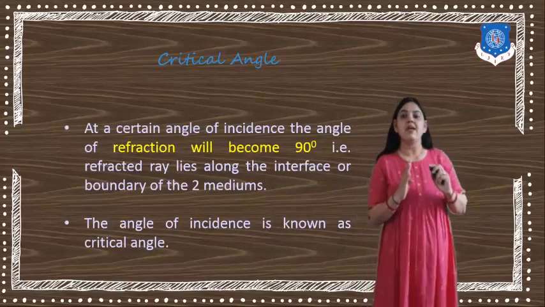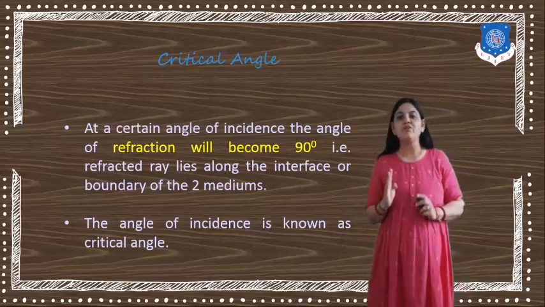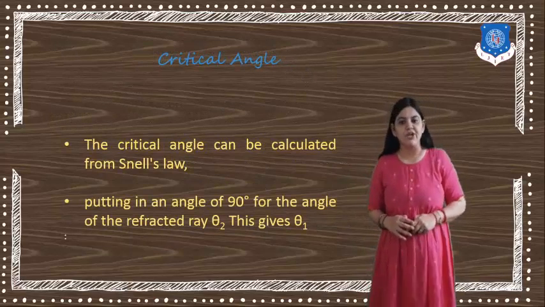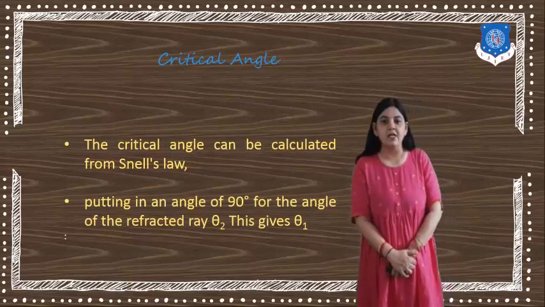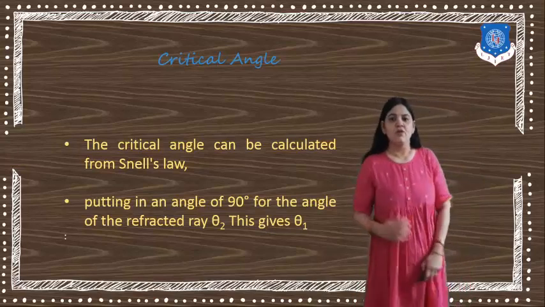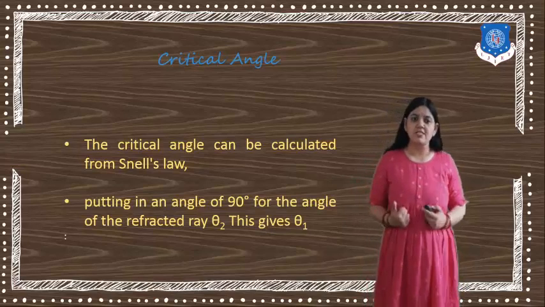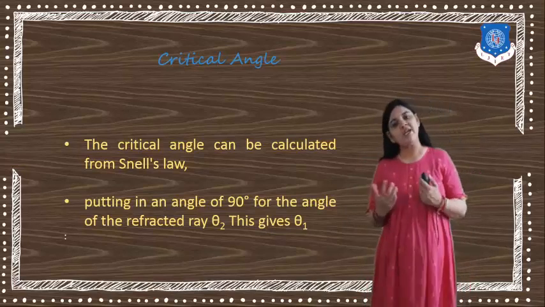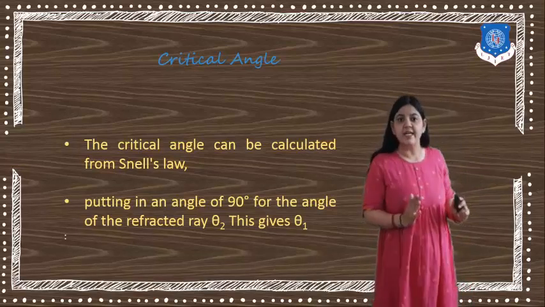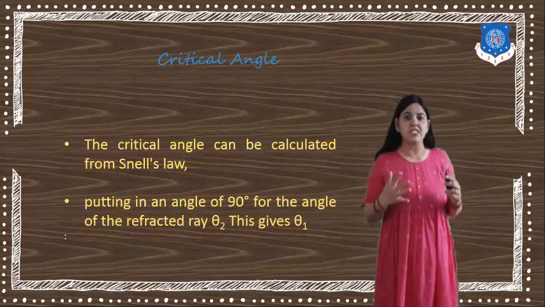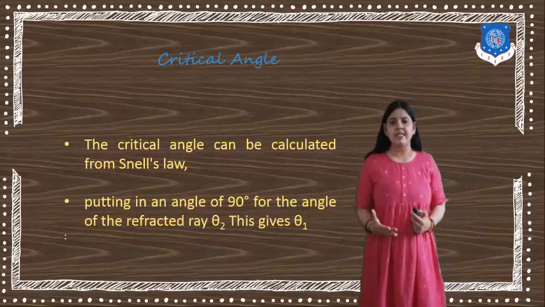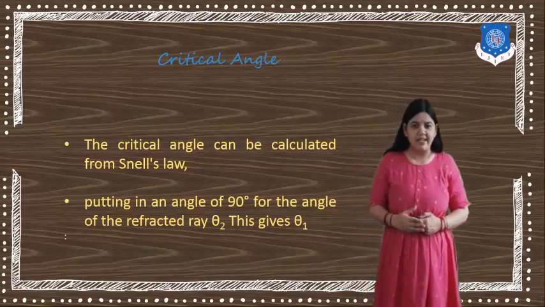So at a certain angle of incidence, the angle of the refraction becomes 90 degrees, and this is referred to as the critical angle. The critical angle can be calculated from Snell's law. What can we do? Our equation is n1 sin theta 1 is equal to n2 sin theta 2. Now what should we do? The refracted angle should become 90 degrees to calculate the critical angle. So we are putting that 90 degrees as the refracted angle.